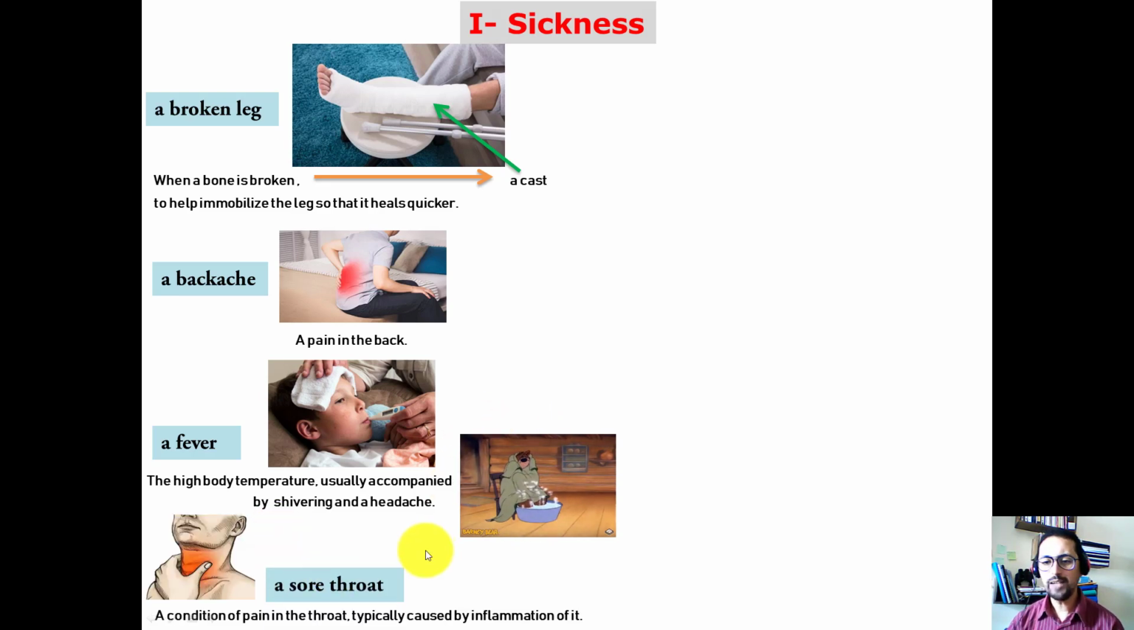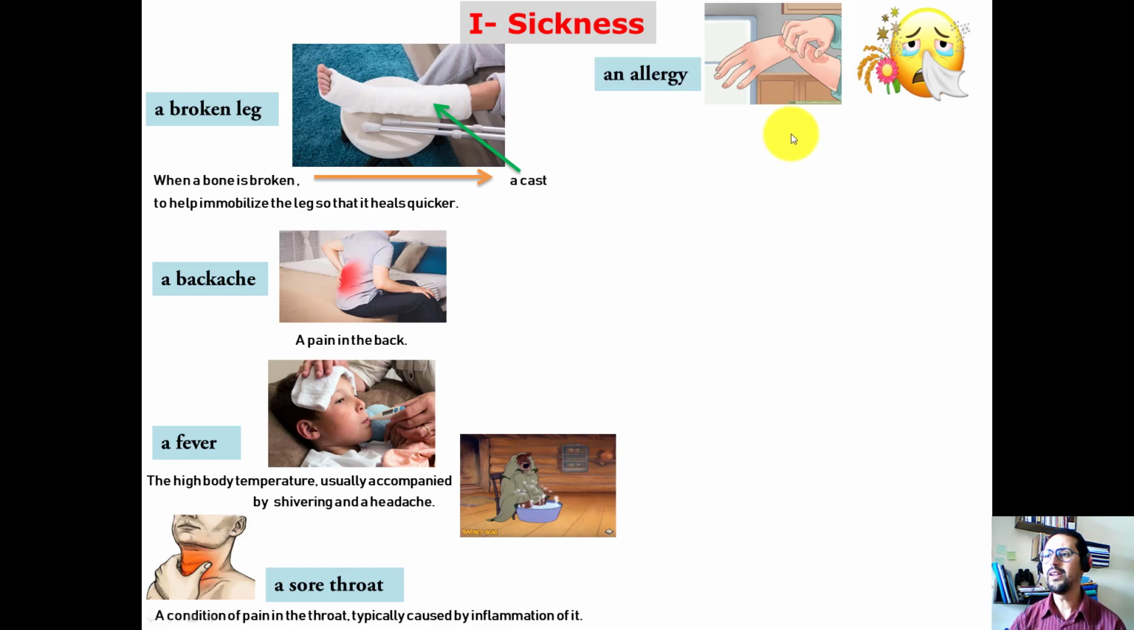Sore throat. It's that pain in the throat, typically caused by inflammation of it. Inflammation in Arabic means يلتئم. Next, an allergy. So when you react badly or feel sick when you eat something or touch a particular substance, then we can say that you have an allergy towards that thing or that food.